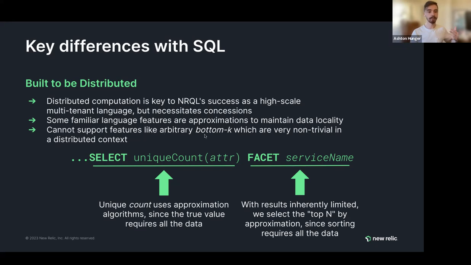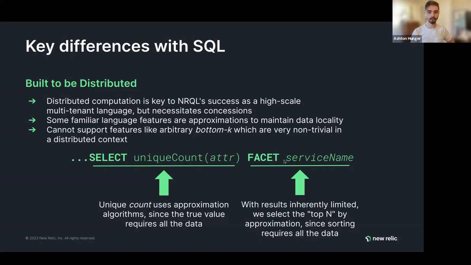For example, we can't support features like an arbitrary bottom K, which would be like sorting all the data and finding the bottom most things. This is extremely non-trivial for arbitrary aggregation types in a distributed context. But some other examples in the language itself are things like unique count. Unique count is an approximation algorithm. It does not actually get the true value because, to get the true value of what unique count of things exists, you'd have to have all the data in one place, which would require obscene amounts of data being sent from a single worker to the top level for everything to be counted.